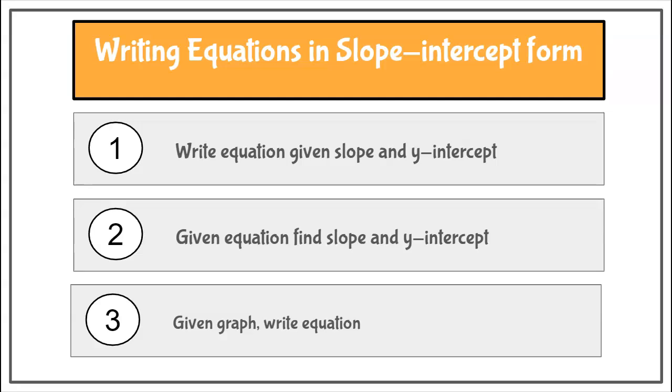In this video, we're going to talk about writing equations in slope-intercept form, given different pieces of information. First, writing the equation given slope and y-intercept. Then we're going to go backwards. I'm going to give you the equation, and you're going to tell me the slope and y-intercept. You'd think if you can do one, you can do the other, but I find that students have trouble going backwards sometimes. And number three, given the graph, write the equation.